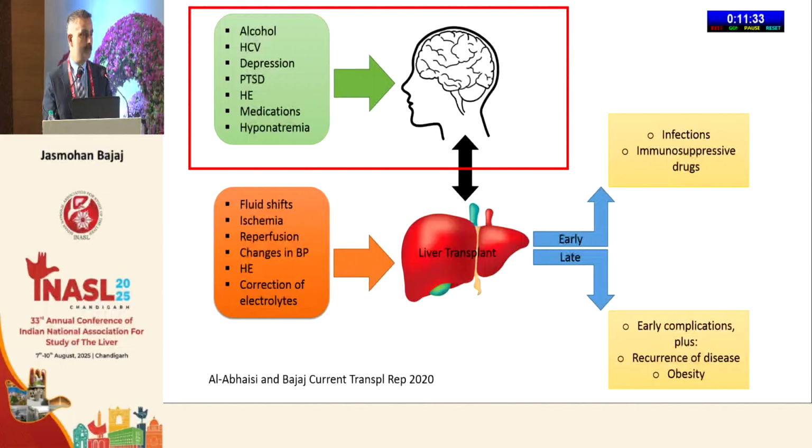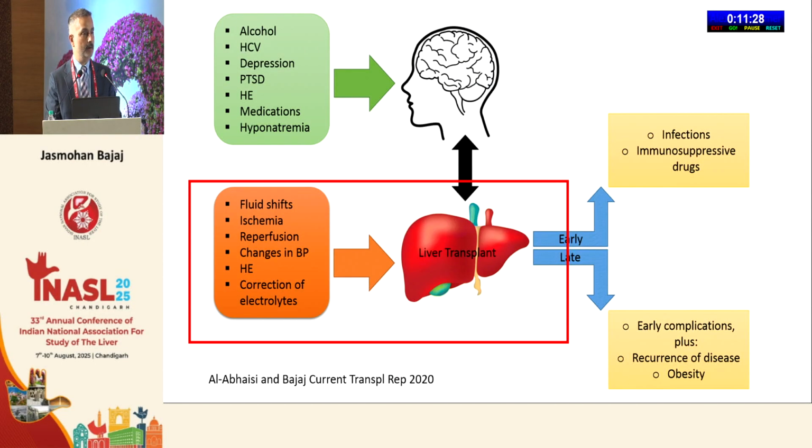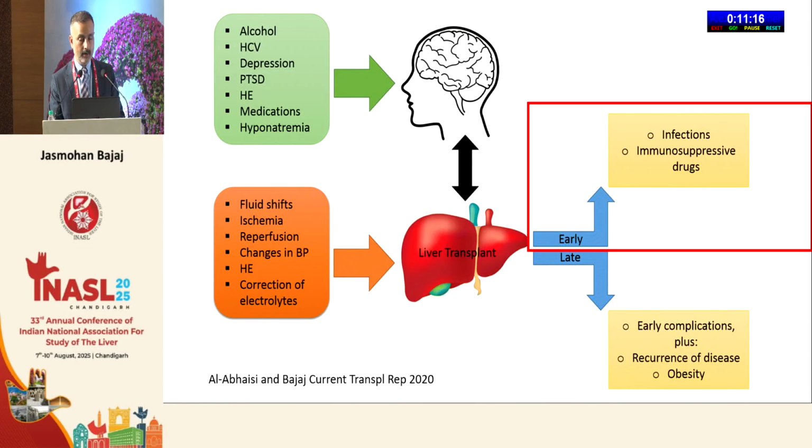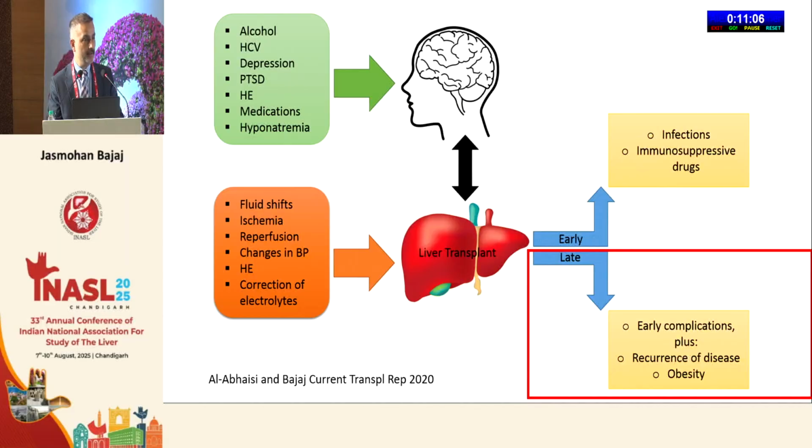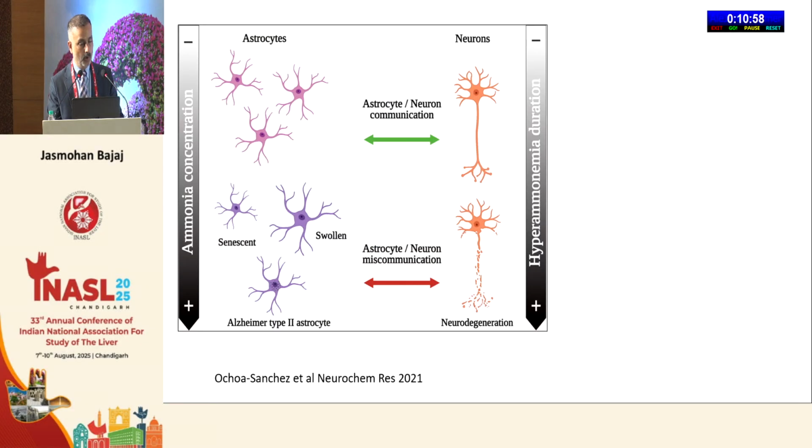So obviously, we have patients who have all these conditions going into their brain, which they bring to the transplant. During the transplant, there are fluid shifts, ischemia, reperfusion, a lot of things that we already know about that also make the brain very vulnerable. This brain is already vulnerable, but then it's exposed to all of these other things. Early, infections and immunosuppressive drugs are the major drivers of cognitive impairment, whereas late, it's early complications, plus recurrence of disease and obesity that add on to the early complications as well.